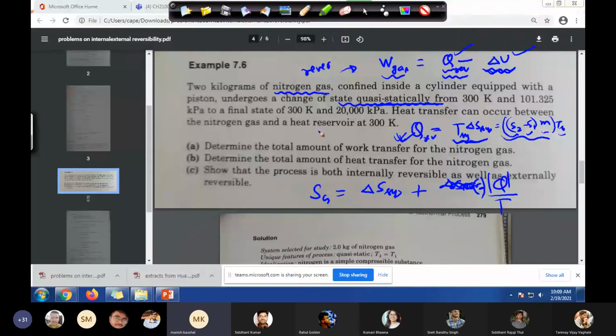Basically, you are bringing a heat reservoir at 300 Kelvin in contact with nitrogen gas, and the nitrogen gas is also maintained at the same temperature, and it is not expanding. It is getting compressed. So in this case, delta S of universe will be 0, right? Sg is nothing but delta S universe. Yeah, that should be 0. We know it from intuition and from the problem statement, but we have to check the numbers also.